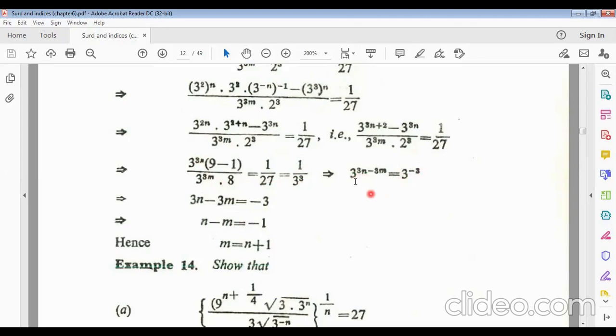Now same base on both sides. So if the bases are the same, then we can write the powers as equal. So the power will be the same. Now from this we can write m equals n plus 1, dividing by 3 on both sides. Very easy for you.